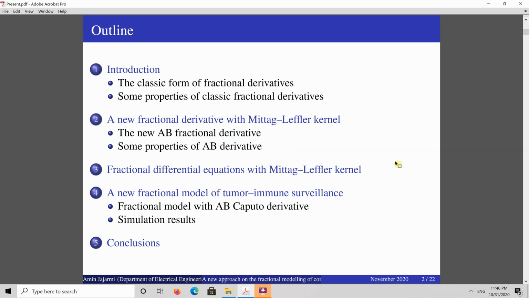The outline of this presentation is as follows. In the first section, we give a brief introduction about the classic form of fractional derivatives. Then, we introduce a new fractional operator with Mittag-Leffler kernel. In the next section, we define fractional differential equations with Mittag-Leffler kernel. Then, we provide a new fractional model of tumor immune surveillance. We give some simulation results to verify the theoretical analysis. And finally, we close this presentation by some concluding remarks.